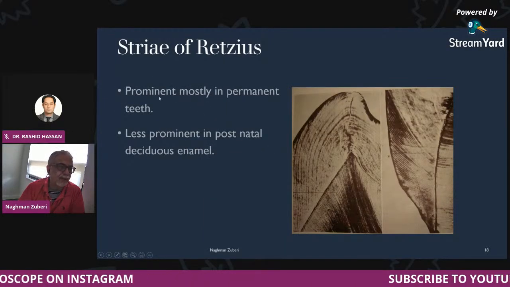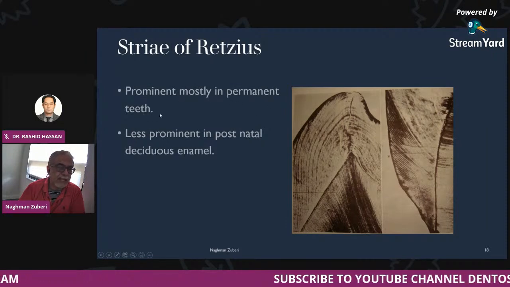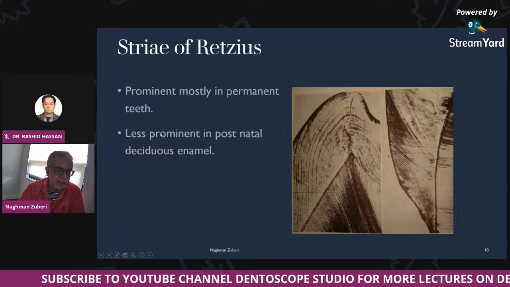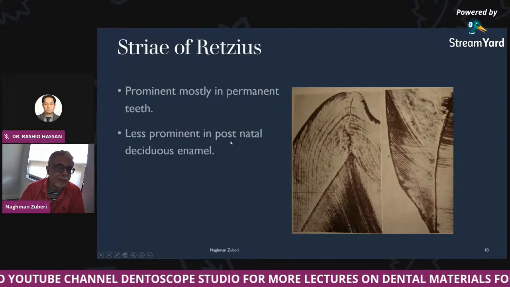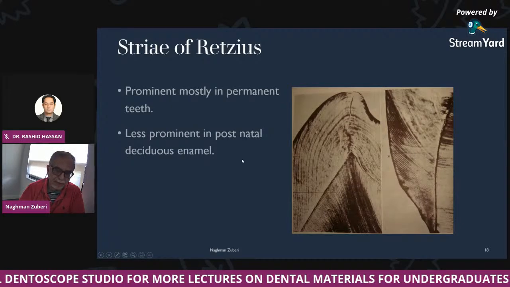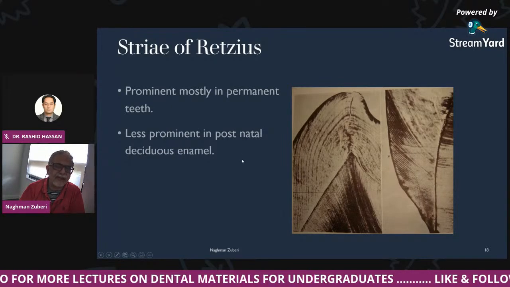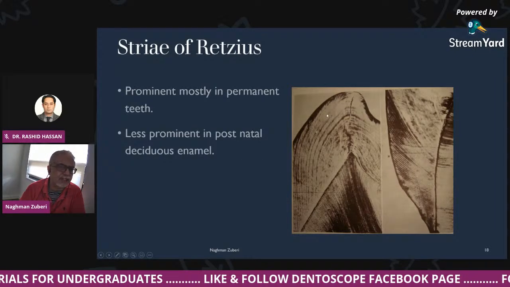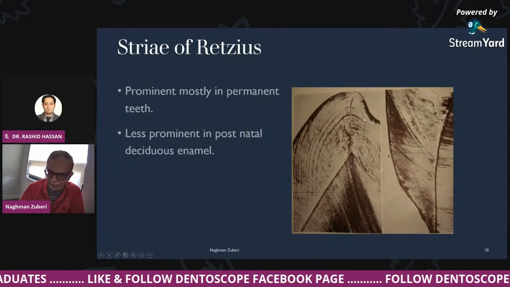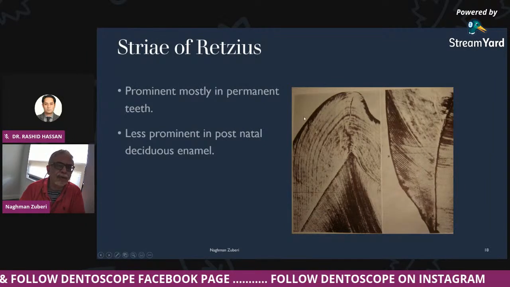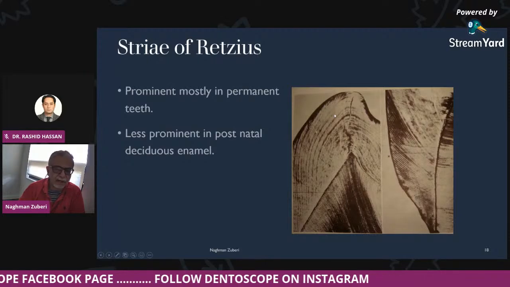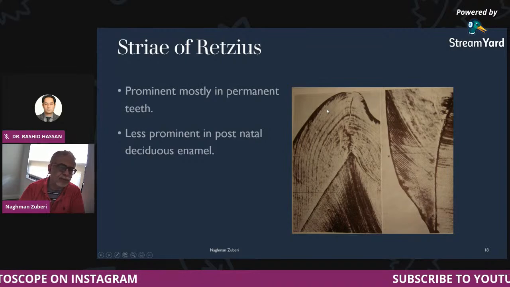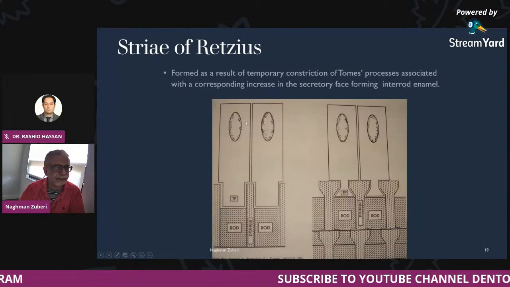These striae are prominent mostly in the permanent teeth as compared to deciduous teeth. As I told you, they are less prominent in the postnatal deciduous enamel, because deciduous enamel is very thin and starts wearing off as the child starts using the teeth for the masticatory process. So it wears off and the structure is not very clear in postnatal deciduous teeth.